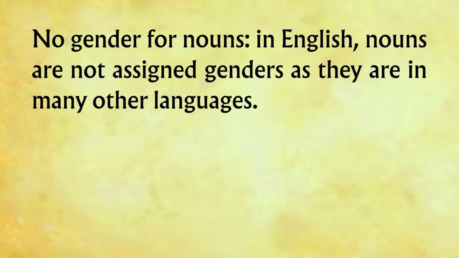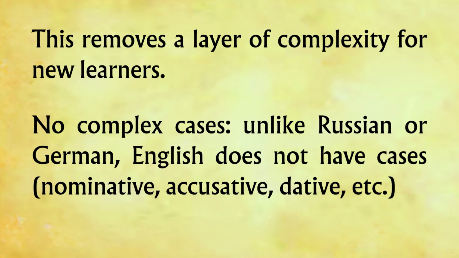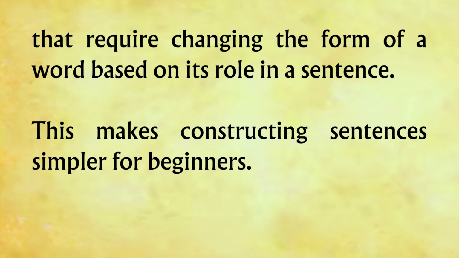No gender for nouns. In English, nouns are not assigned genders as they are in many other languages. For instance, in Spanish, a table, mesa, is feminine and a car, coche, is masculine. In English, you simply say table or car without worrying about gender rules. This removes a layer of complexity for new learners. No complex cases. Unlike Russian or German, English does not have cases, nominative, accusative, dative, etc., that require changing the form of a word based on its role in a sentence. This makes constructing sentences simpler for beginners.